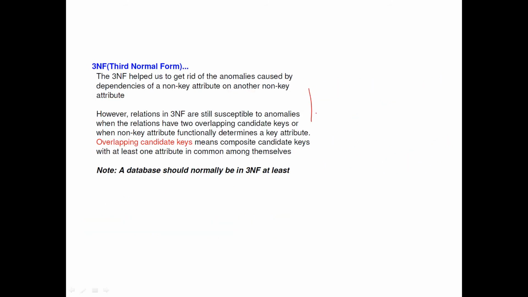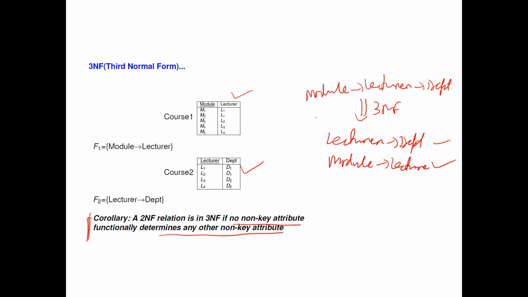So let's talk about the anomalies, whether the anomalies are present in these relations or not. Let's see whether the updation anomaly is present or not, whether the deletion anomaly is present or not, and whether the insertion anomaly is present or not. Let's check.